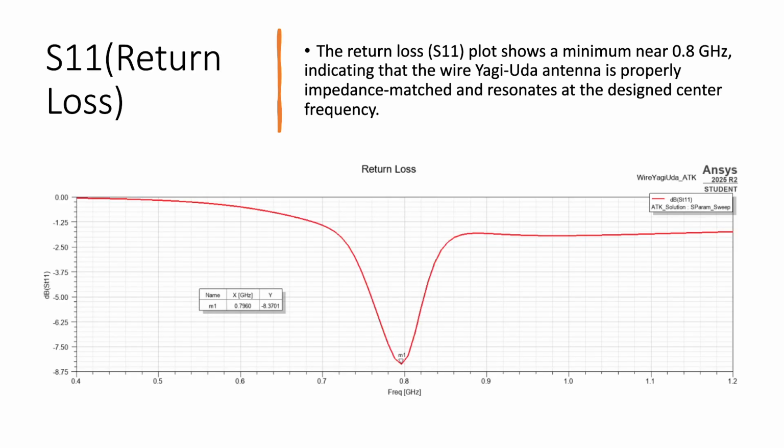Next slide. This is the return loss, also called S11. At around 0.8 GHz, the curve shows a deep minimum. This means very little power is reflected back. The antenna is well impedance matched. The antenna is operating at its resonant frequency.